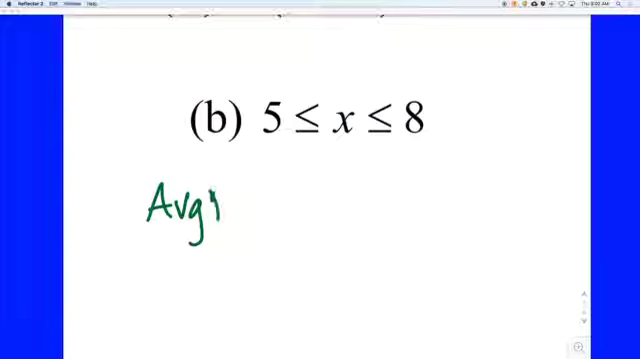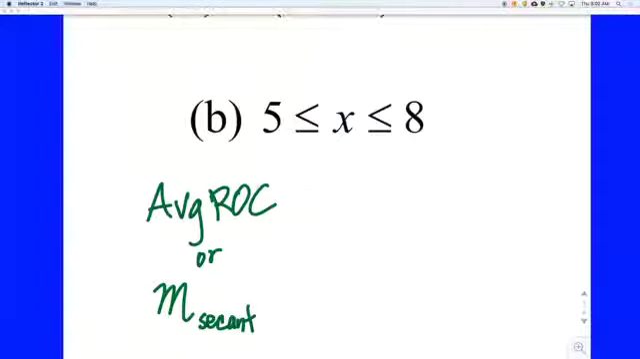That would be average rate of change. Or you could even say, let's do it like this: M with a subscript of secant. What would that mean? What does M stand for? Slope, right? If you had to choose a letter to represent slope, M is the natural choice. Because if you say slope, you hear that M sound come through, don't you? Slope.